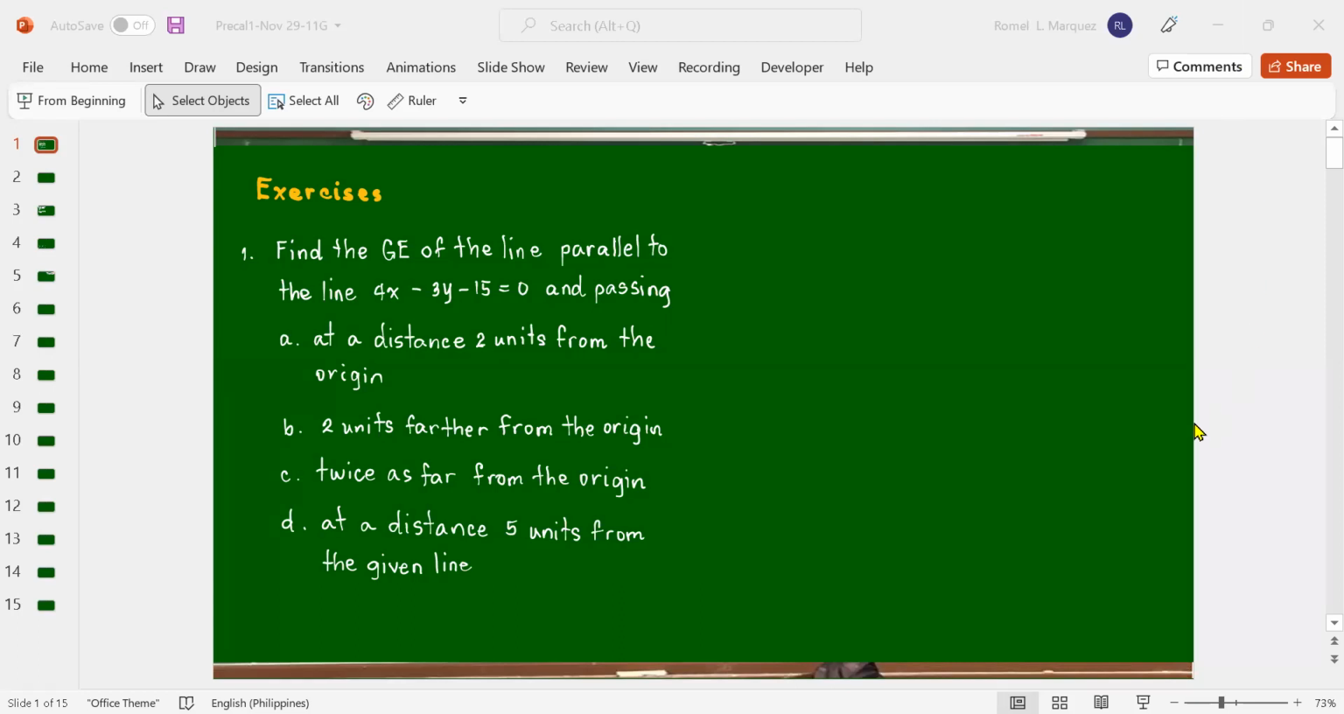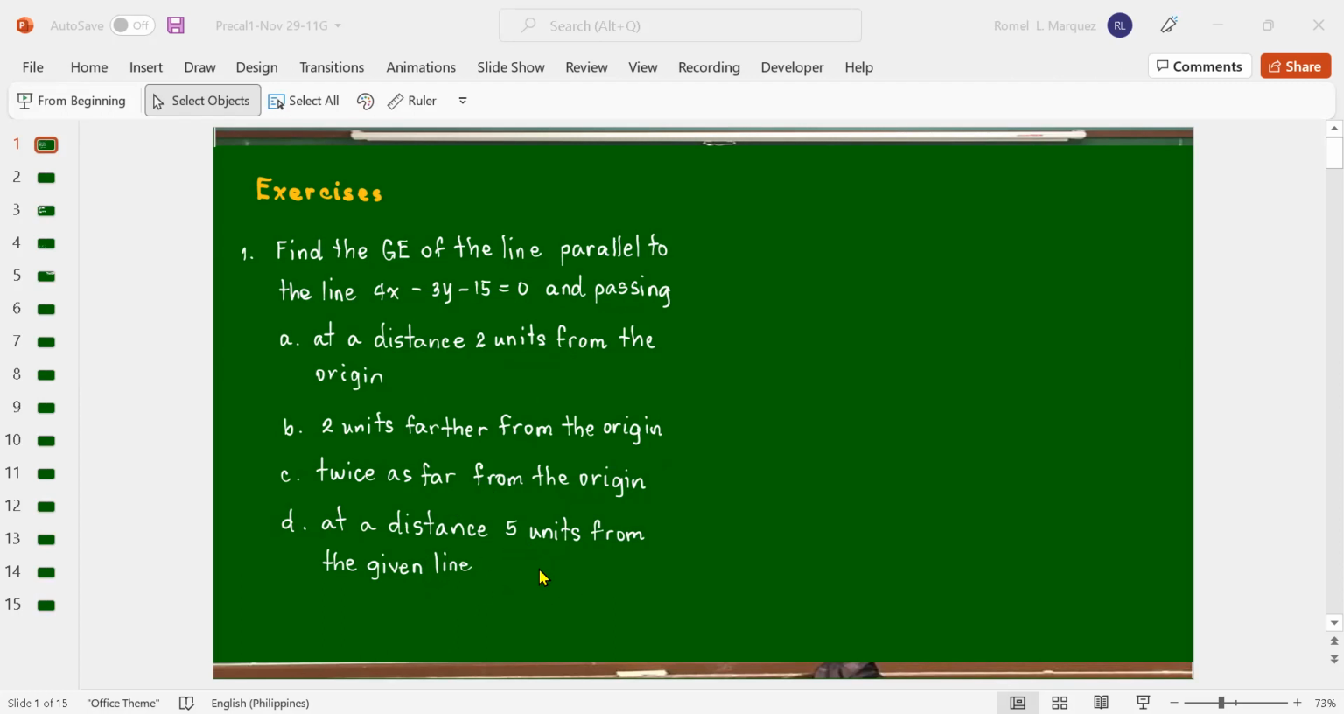So this is the continuation of what we had last time. We were talking about normal form, and another problem about this, asking for the general equation of the line parallel to the line 4x minus 3y minus 15 equal to 0, and passing, letter A, at a distance 2 units from the origin. Letter B, passing 2 units farther from the origin. And then letter C, passing twice as far from the origin. And then letter D, passing at a distance 5 units from the given line.